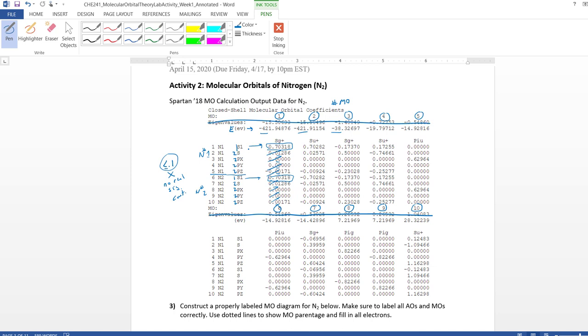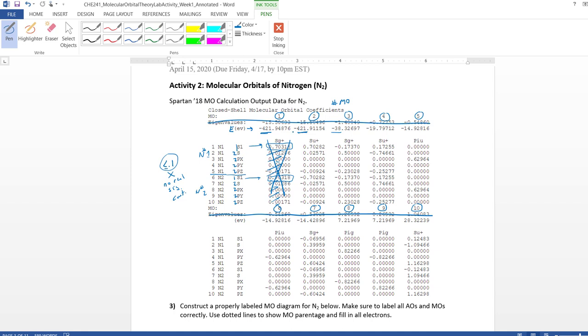So guess what? 1s orbitals are core electrons. They do not get involved in bonding at all. We only want to look at the ones that participate. We only want to look at the valence. So these 1s orbitals, we don't care about that orbital at all, because it's not a bonding or an antibonding orbital. It's a non-bonding core electron. It has no role in our MO diagram. And that, my friends, is why this value is so low, because core electrons are buried deeper in the atom.